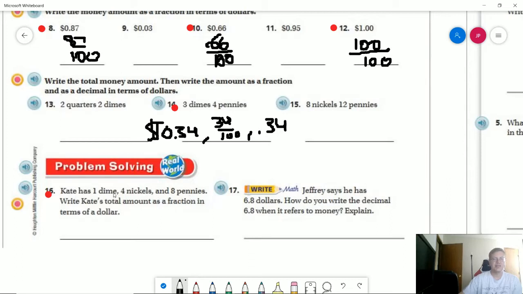Number 16, we have 1 dime, 4 nickels, 8 pennies. Write the total amount as a fraction. So 10, 15, 20, 25, 30, 38. So 38 over 100.